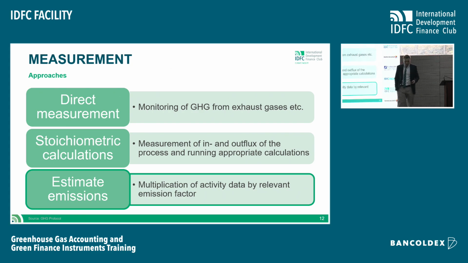And then the most commonly used way is the estimation. So we know how many kilowatt hours of electricity we used, and we use the GHG emission factor, and we get the CO2 emissions, right? And I also mentioned tons of steel produced, so there are sector factors, and again, we can estimate the emissions.